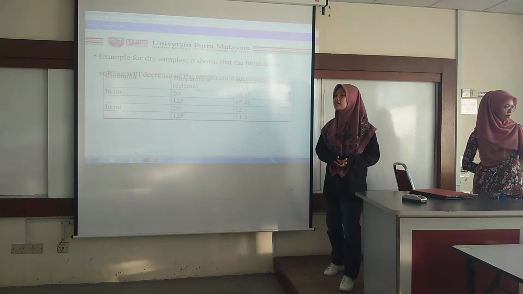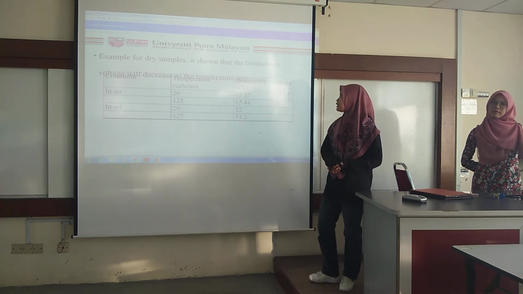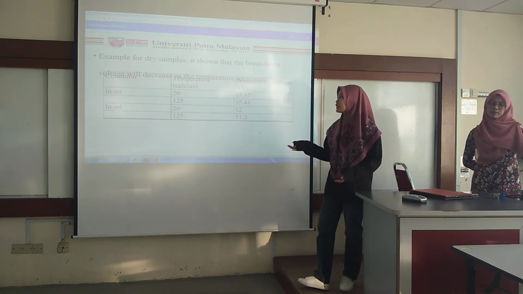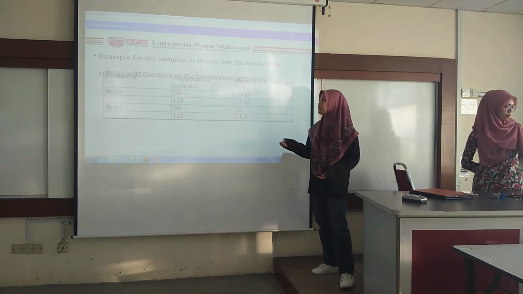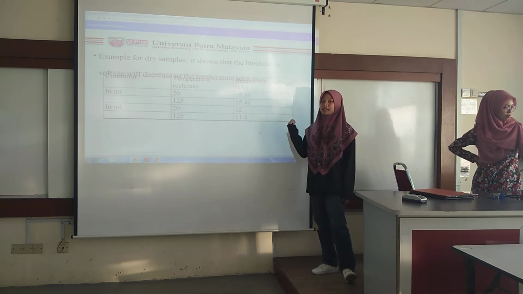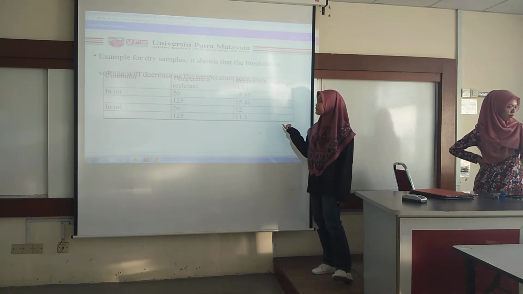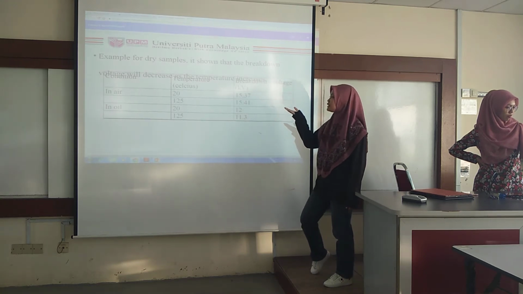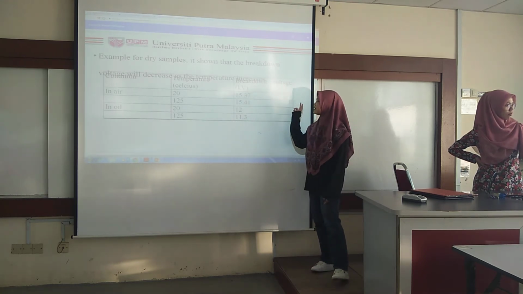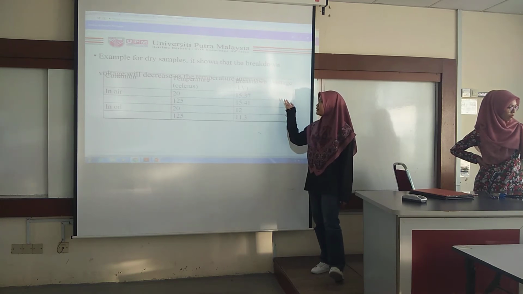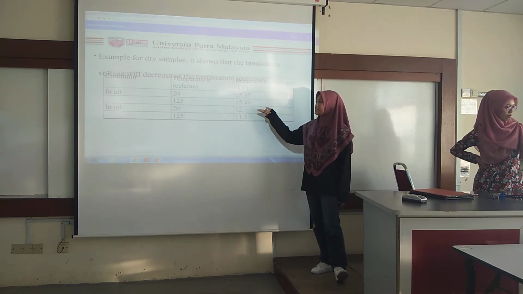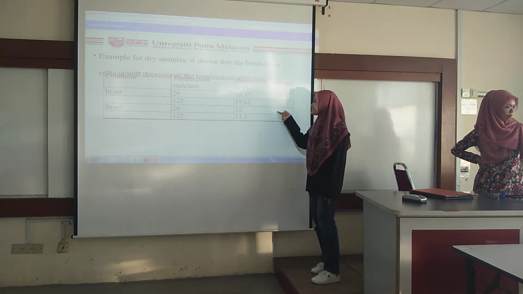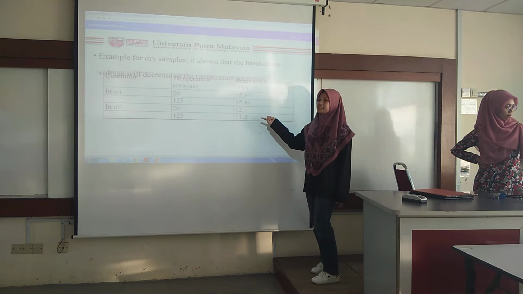For example, for a dry sample, the breakdown voltage will decrease as the temperature increases. From the table, we can see the testing they did in two types of condition, which are in air and in oil. They tested at two different temperatures, 20 Celsius and 125 Celsius. For Kapton tested in air, the voltage increases as the temperature increases. But for oil, the breakdown voltage decreases as the temperature increases.